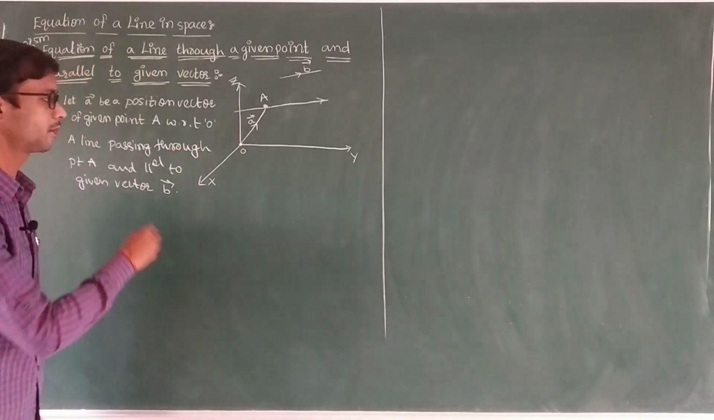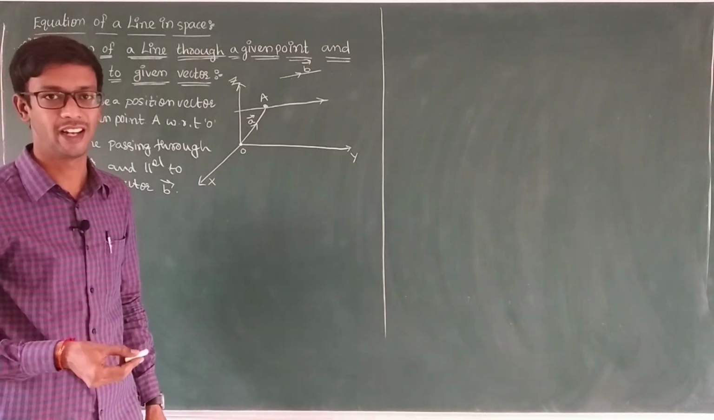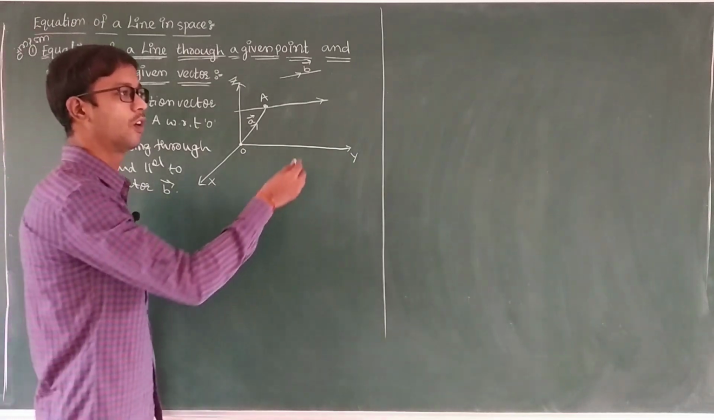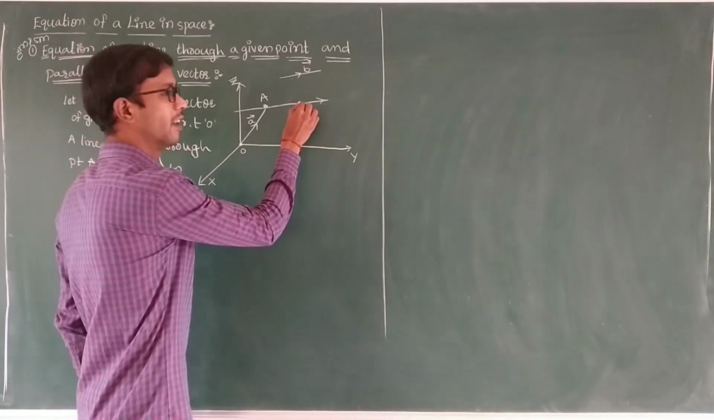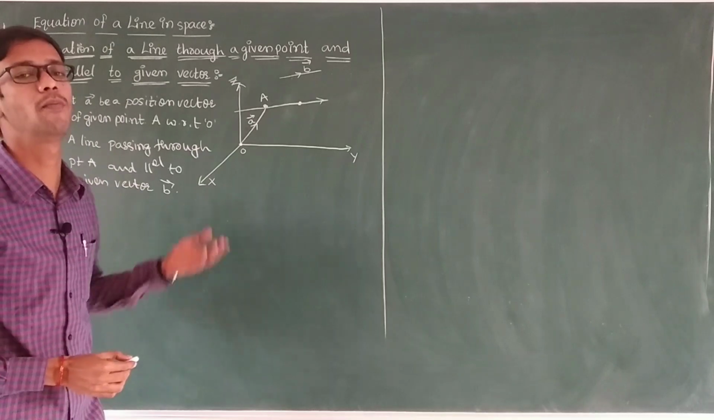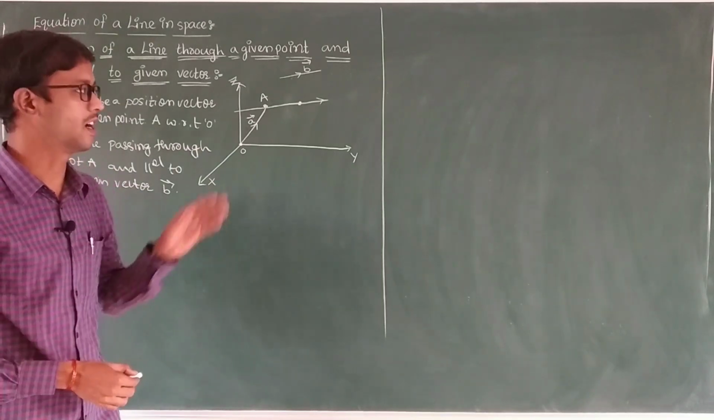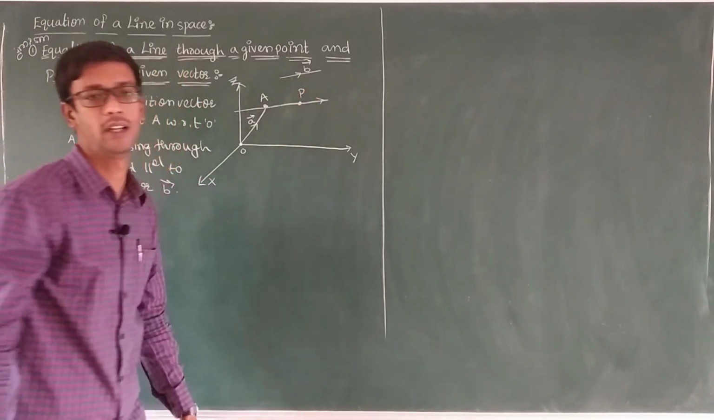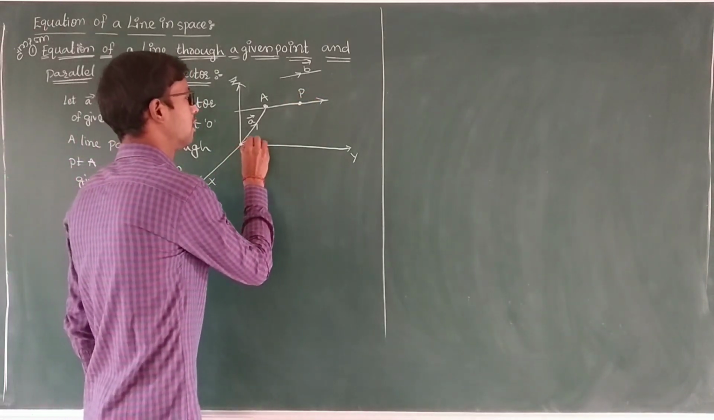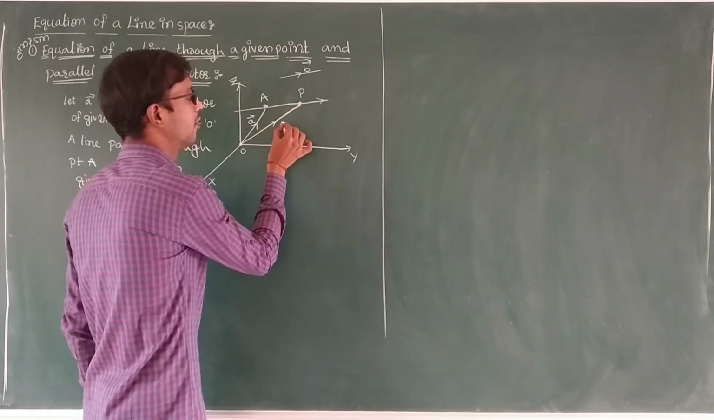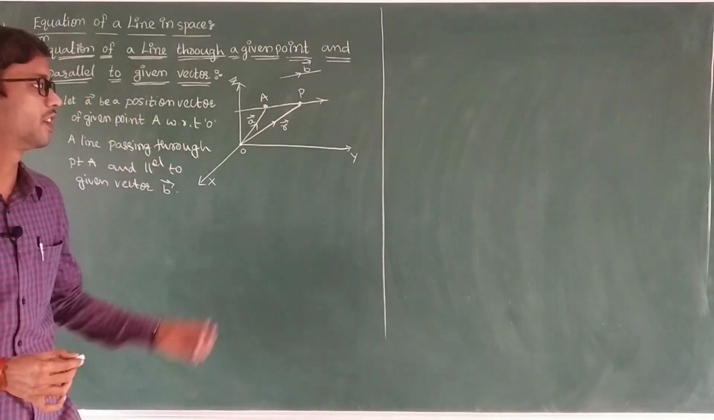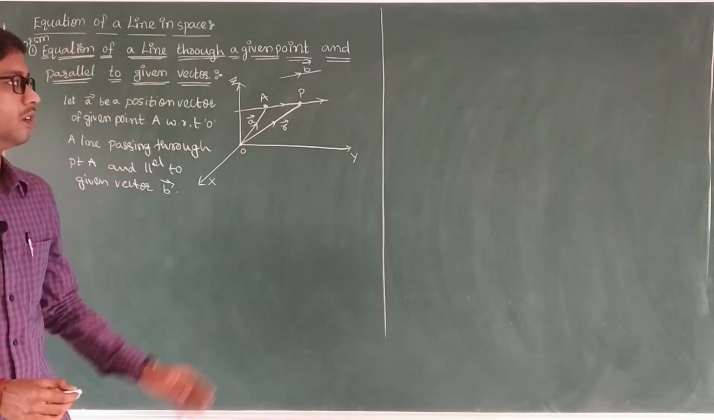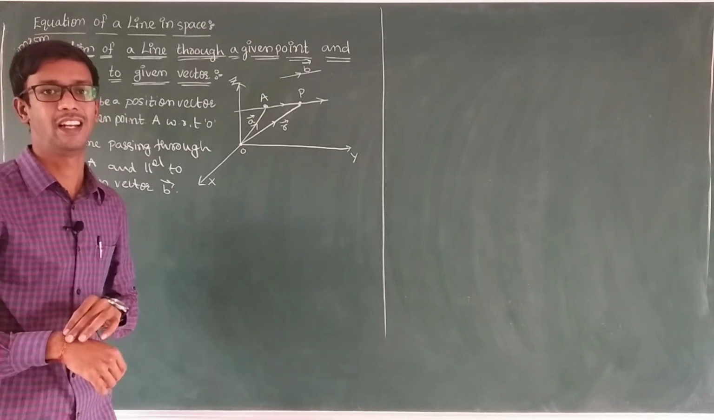Next, one more point I am taking here. Why? Because with a single point we can't find the line equation. So I am taking another point, an arbitrary point, any point on the line. There are a lot of points. I am naming that arbitrary point P. Now I am joining O and P. This is the general position vector r bar. So now we have to find the line equation.